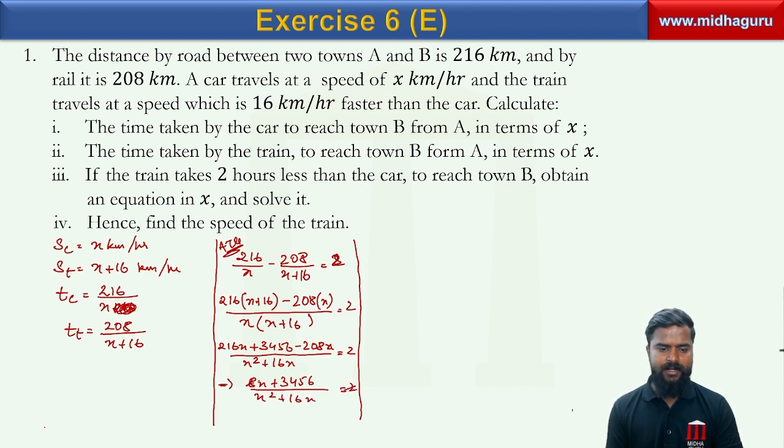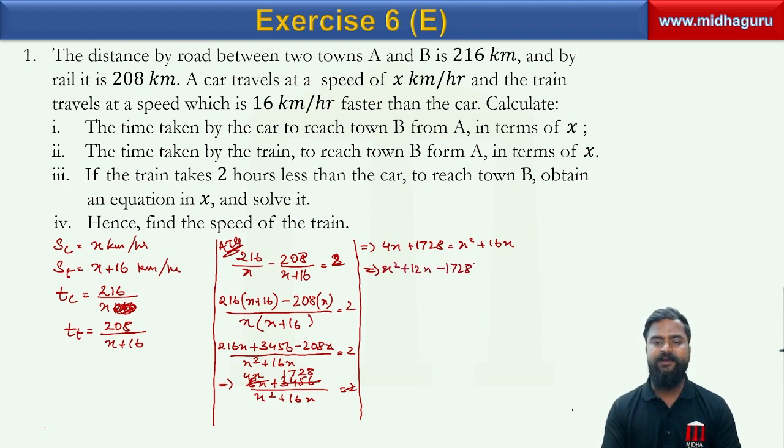So I'll divide by 2. This becomes 4 and this becomes 1728. So now the new equation formed is, if we bring x square plus 16x to this side, we get 4x plus 1728 is equal to x square plus 16x. Bringing all the terms to one side, we'll get x square plus 12x minus 1728 is equal to 0.